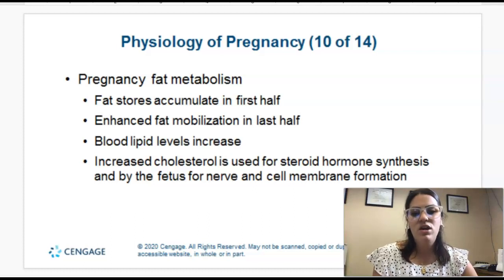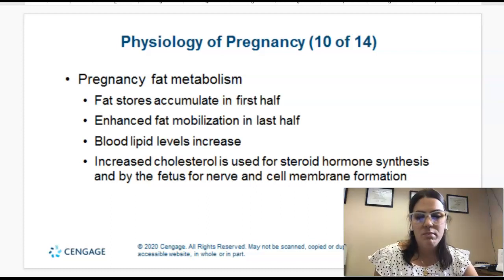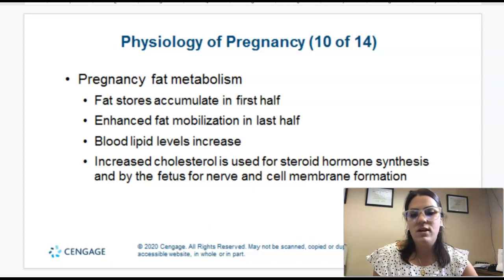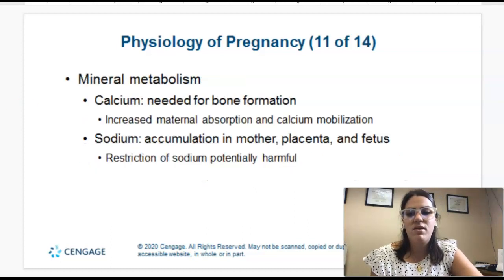At this time, you can see blood lipid levels increase, but this can be a good thing because the cholesterol that's circulating can be used for synthesizing steroid hormones for the fetus, for cellular membrane formation, nerve impulses, all of these things that are important for the development of the fetus.